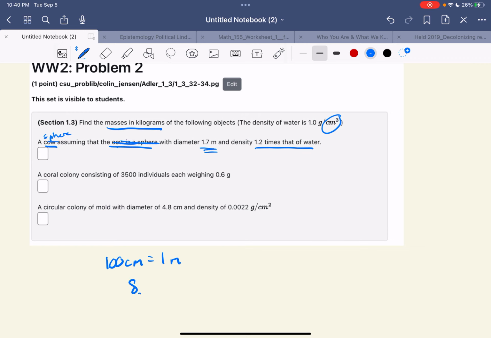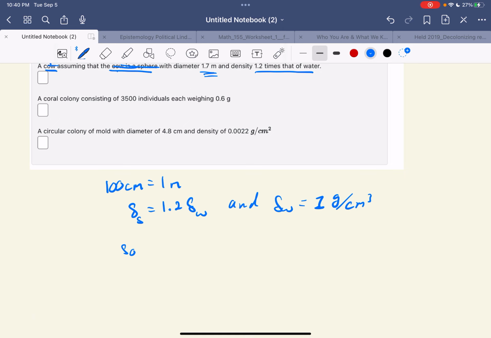So the density of the sphere is 1.2 times the density of water, and the density of water is 1 gram per centimeter cubed. So the density, that's lowercase delta, of the sphere is 1.2 times 1 gram per centimeter cubed. There's no reason to say times 1, so we can just get rid of that. Here's the density of the sphere, and the diameter was 1.7 meters.